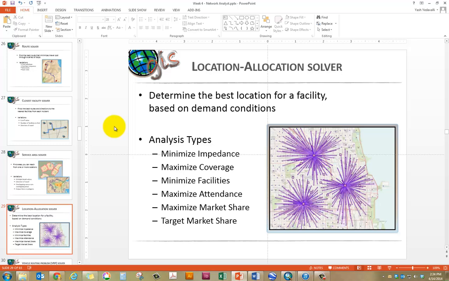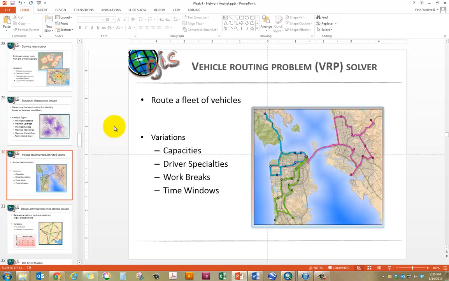There are different types of analysis you can do. You can put a priority on maximizing attendance or minimizing facilities or maximizing market share, and if you have a target market share, it's going to help you figure that out as well. We'll look at this a little more closely when you are actually working on the solver.